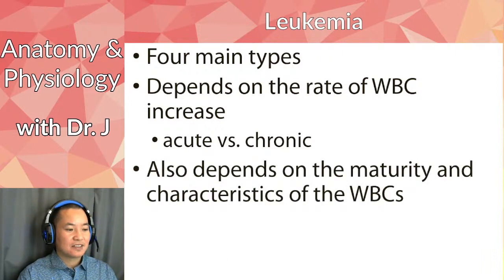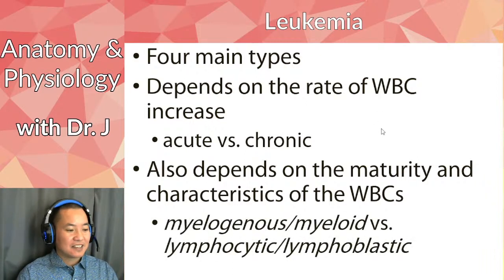And it also depends on characteristics of the white blood cells. These are abnormal white blood cells. They don't really fall neatly into those 5 categories of white blood cells. And there's myelogenous and lymphocytic or lymphoblastic. So this is how you have the 4 types. You can have acute myelogenous leukemia, chronic myelogenous leukemia, acute lymphoblastic leukemia, and chronic lymphoblastic leukemia.